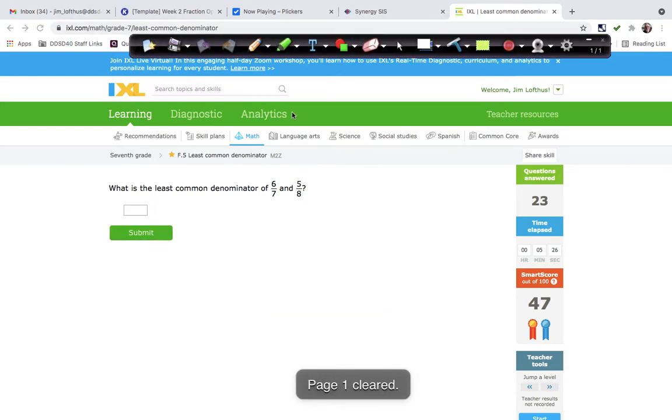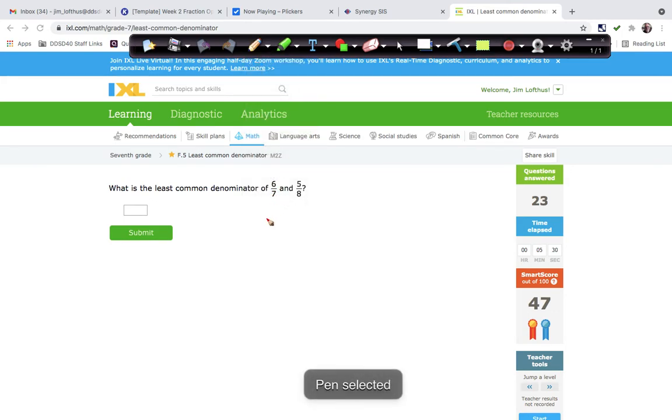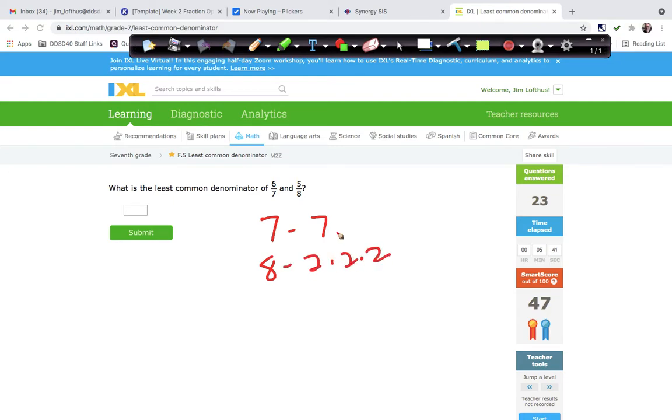Okay, 7 and 8, we're using the same method. So if I have the factors of 7 are just 7, 1 times 7. We're not going to use 1, it's in everything. So this is 2 times 2 times 2. Notice there's nothing in common, so we multiply everything together. So that's just going to be 7 times 8, 56.